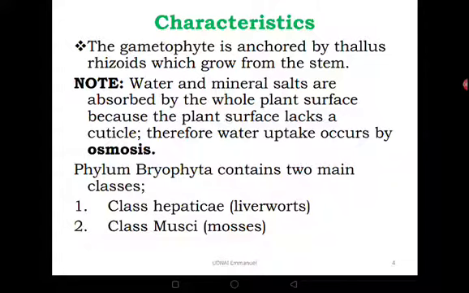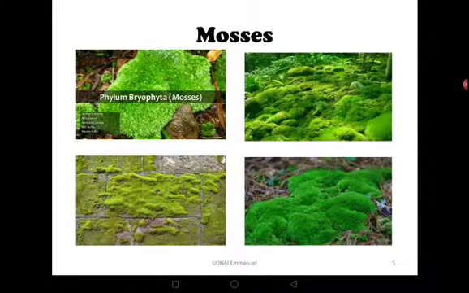So members, this Phylum Bryophyta contains two main classes. The first class is Hepaticae. We can pronounce it together: Hepaticae, and those are the liverworts. Then we have class Musci, and those are the mosses. So we have two major classes in Phylum Bryophyta: class Hepaticae, the liverworts, and class Musci, the mosses.